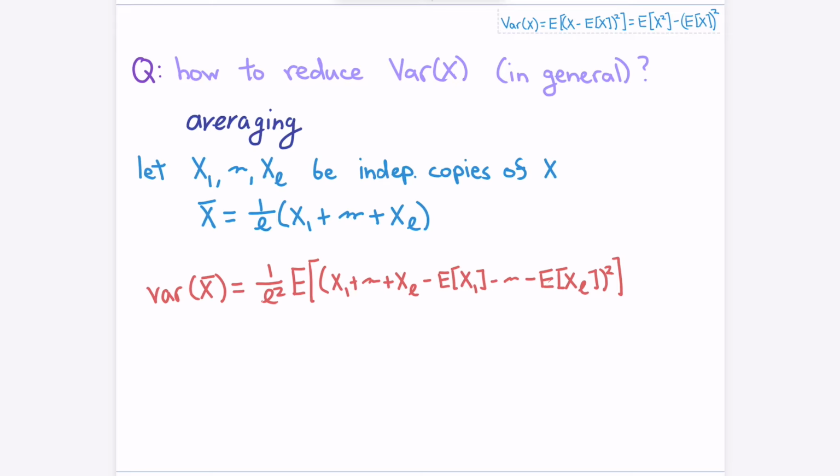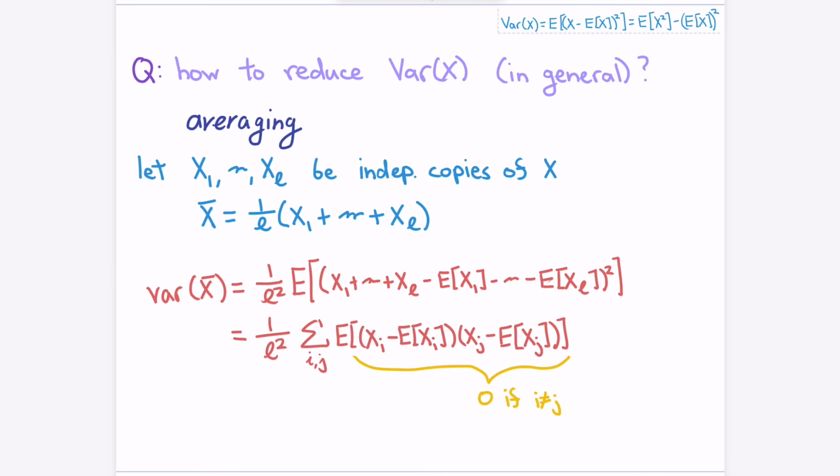Then if you work out the variance, you can pull out a 1 over L squared. Some cross terms will disappear, and you end up getting L times the variance divided by L squared, so you get 1 over L times the variance. So if I took the average of 10 copies, I'll decrease the variance by a factor of 10.